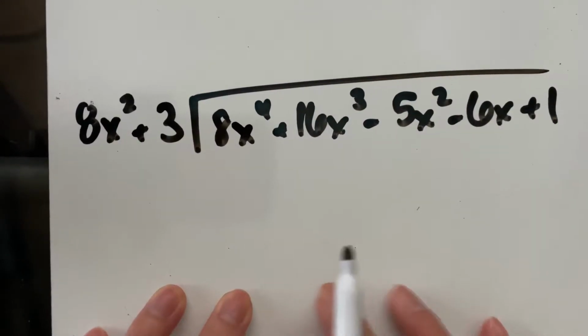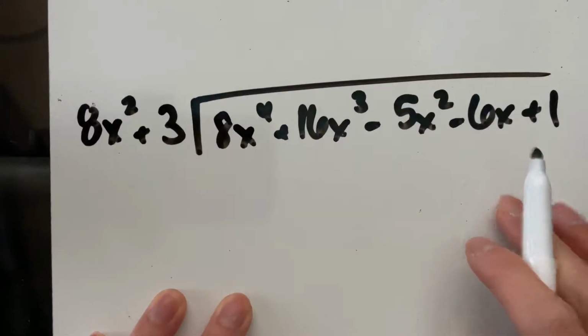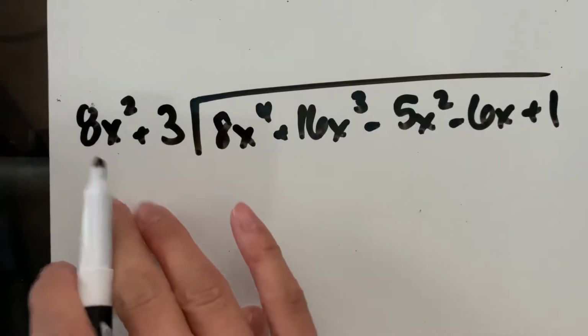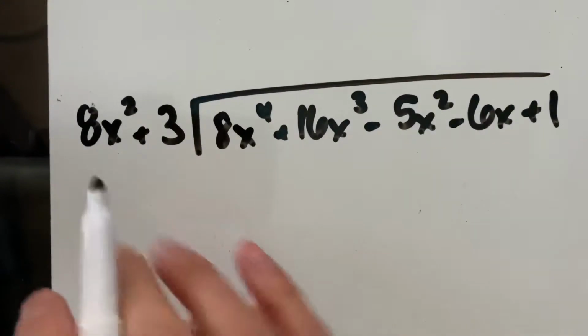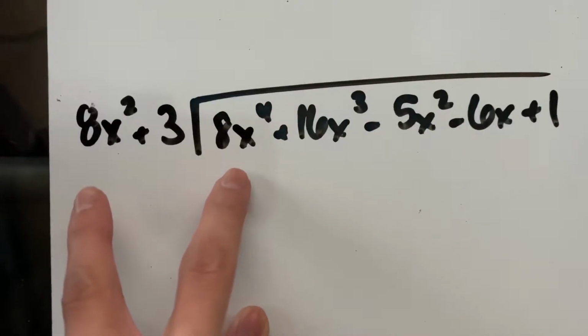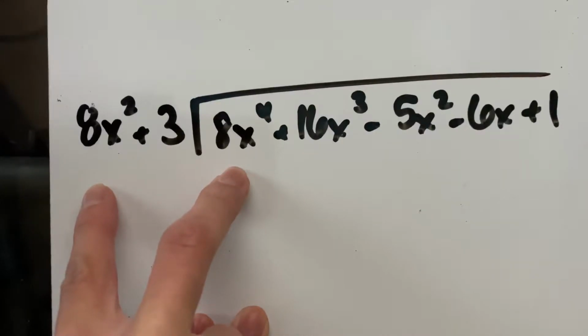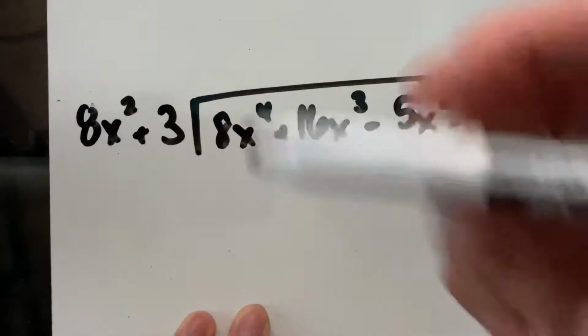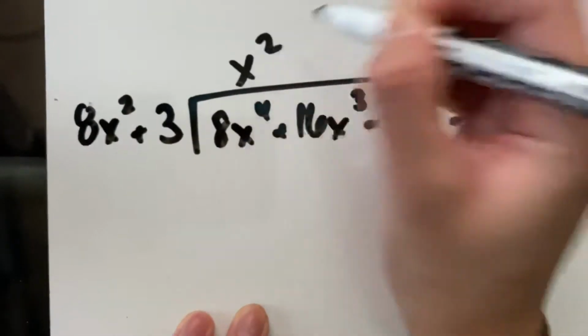Okay, so in this problem, we are going to do long division with this quartic divided by this quadratic. To start this off, you want to take the first two terms and ask yourself, what is 8x to the fourth divided by 8x squared? What you're left with is x to the second. So we're going to write that on top.